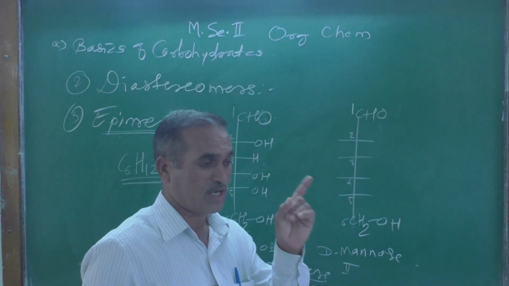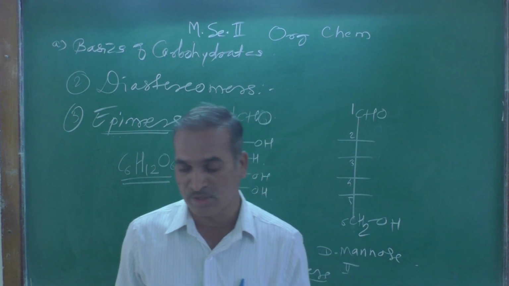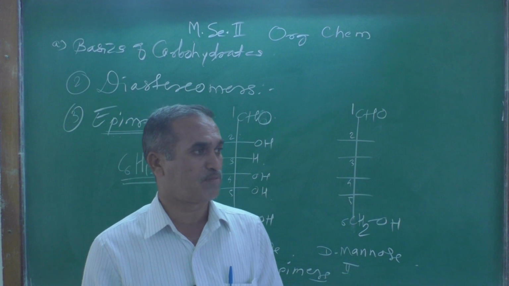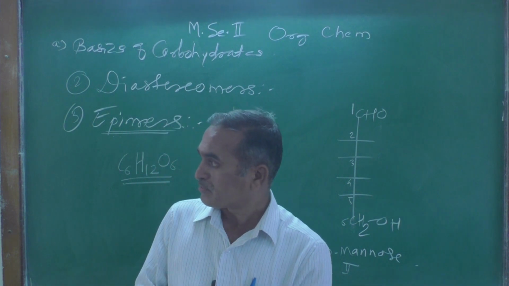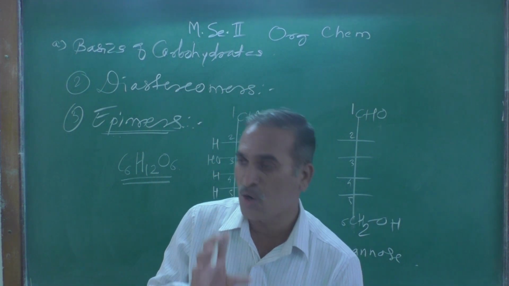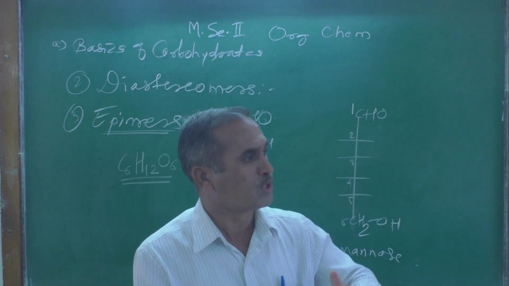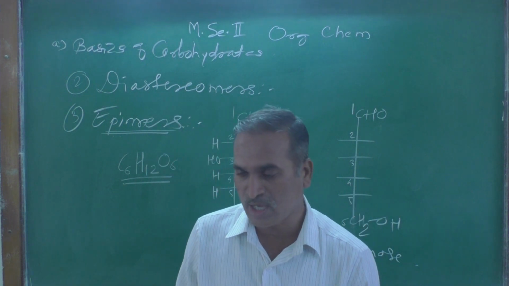And as we know, there is relative configuration and absolute configuration. Absolute configuration means the arrangement of atoms around the chiral center according to the Cahn-Ingold-Prelog sequence rules.